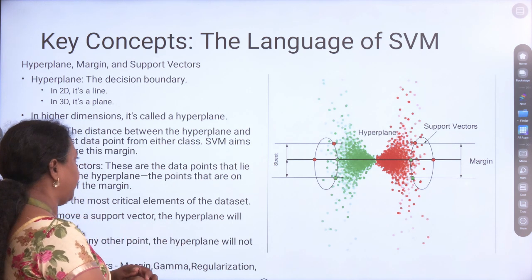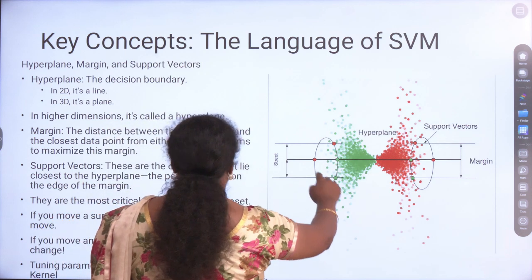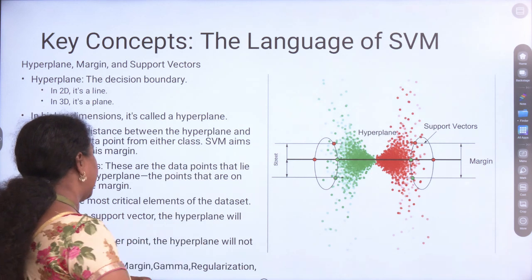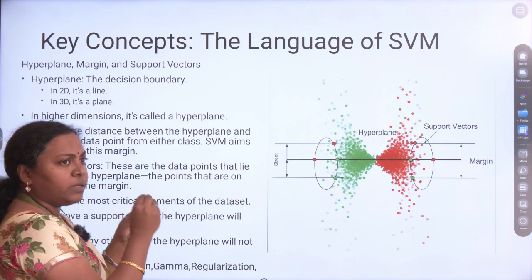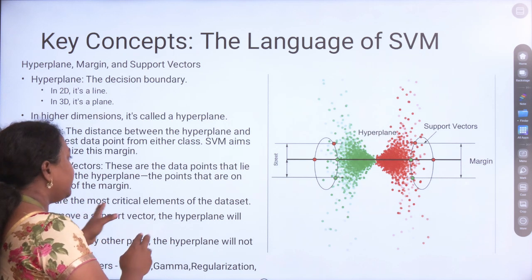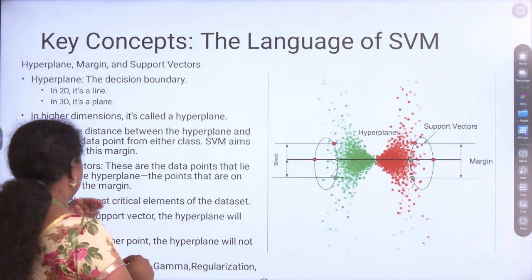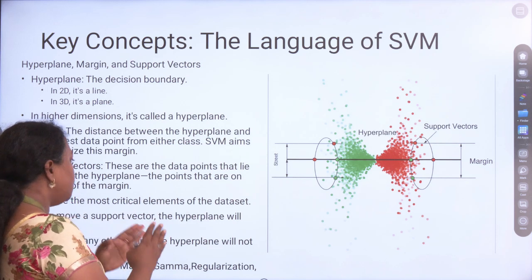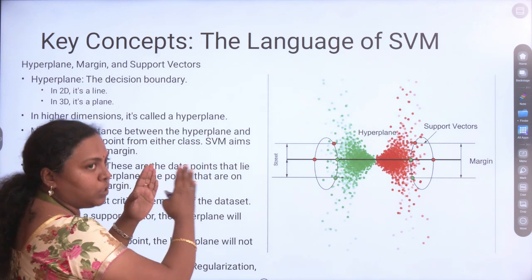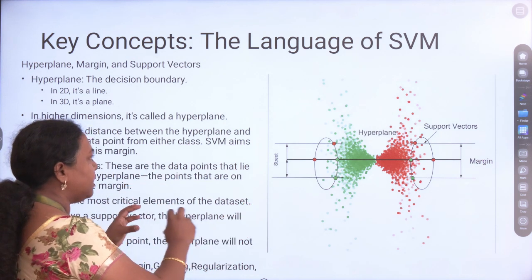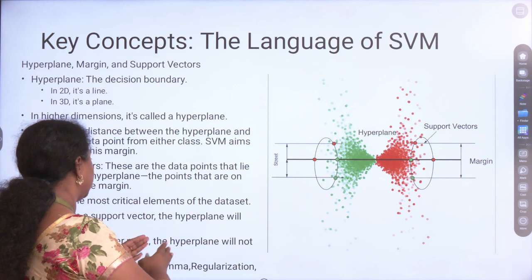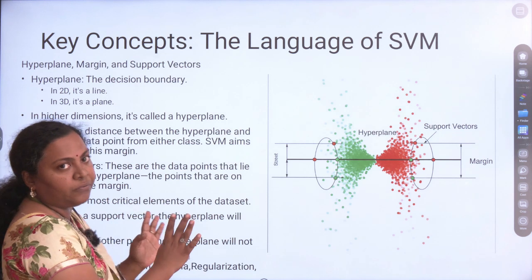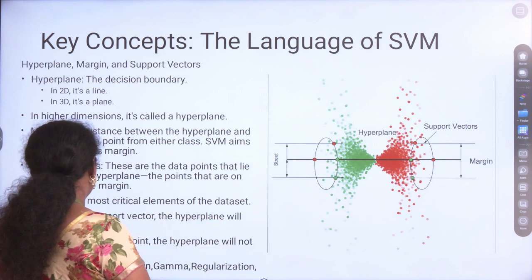So what is a support vector? Support vectors are the data points that lie close to the hyperplane, and they also give us the edge of the margin. These are the critical elements of the data set. If you move a support vector, the hyperplane will also move. If there is any movement in the support vector, the hyperplane also will move. But if you have any movement in other data points, the hyperplane will not move.